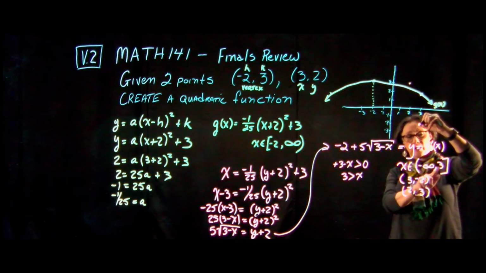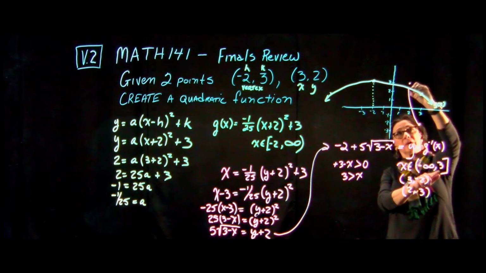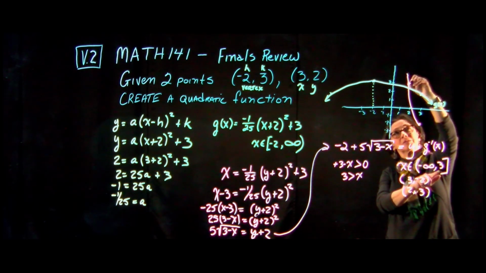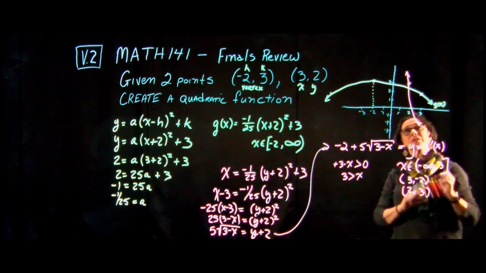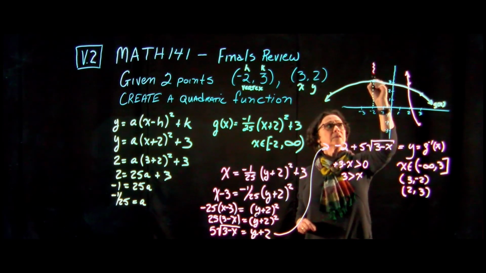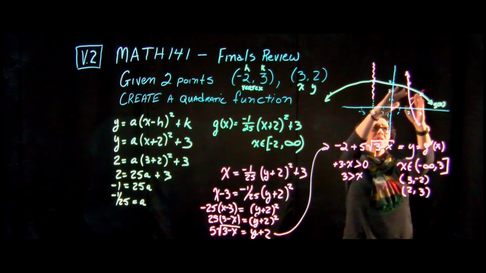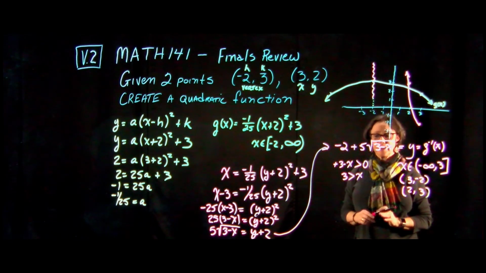Remember, we can include 3, but we cannot be greater than 3. So we're going to include 3. We're going to come up, go through this point, and go in that direction. So we are only using from here to the right, and you can see how these are reflective of one another.